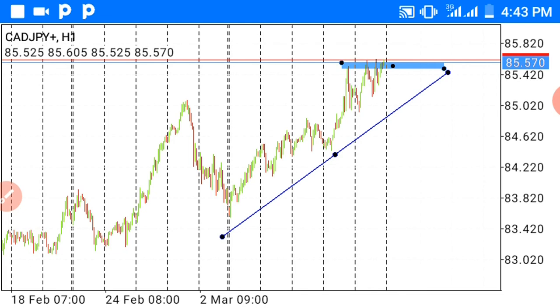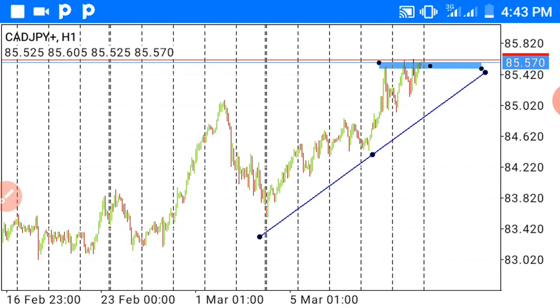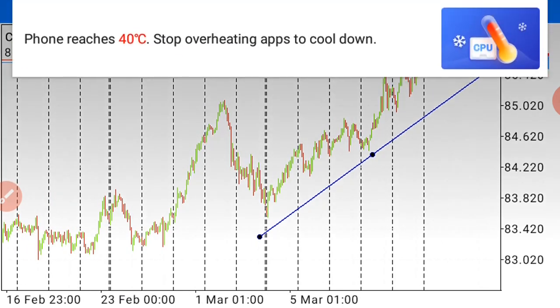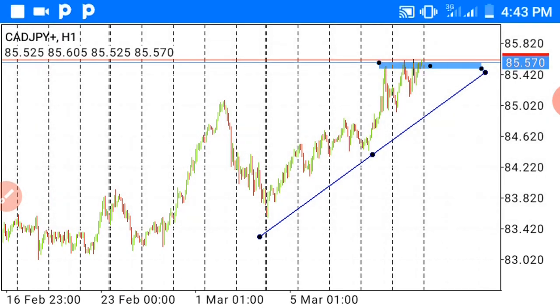Let me just recap. The GBP USD, we are shorting it. USD CHF, we are long on that market. USD JPY, long. The AUD USD, we are long. The Euro JPY, we are long. The New Zealand USD, we are long. Sorry, on AUD USD we are short. New Zealand USD we are short, and on CAD JPY we are long.